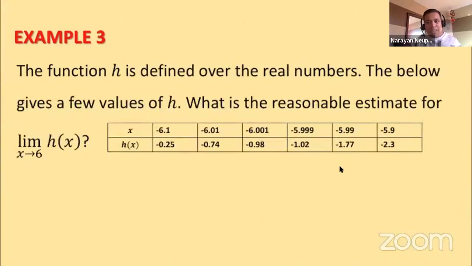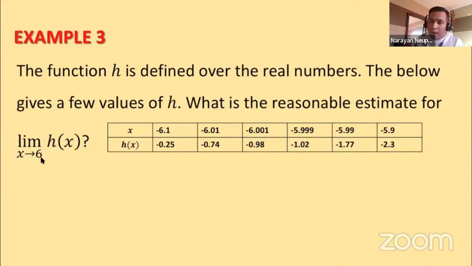Here's the third one. We can also calculate limits from a table. So here is a situation given to us and we have to estimate the limit again. The function h is defined over the real numbers, and the value of the function is given here. When x equals these different values, we have the value of the function given here. The table below gives a few values of h. What is a reasonable estimate for the limit as x approaches 6 of h of x?